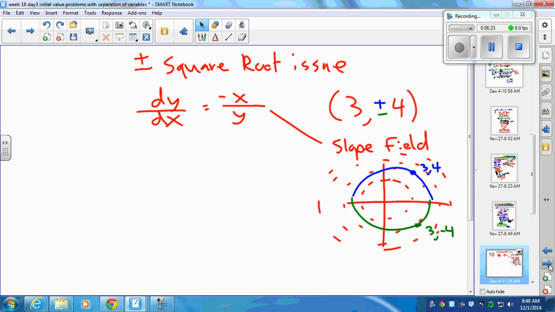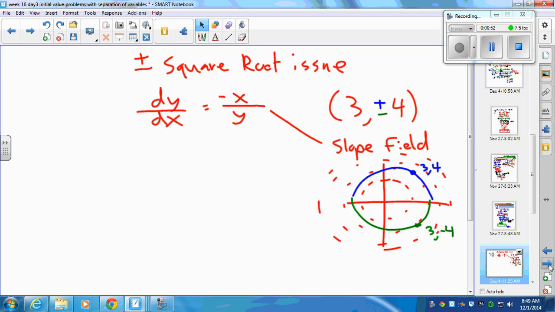I kind of mentioned that earlier today. So let's take a look at this one. dy/dx equals negative x over y. I quickly drew the slope field for you, and we've done this one before. You get circles out of this. Okay. Now, I'm going to give an initial condition of either (3, 4) or (3, negative 4), and we're going to try and figure out what part of the circle you should get.